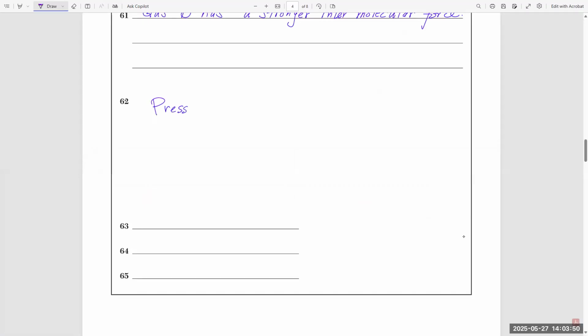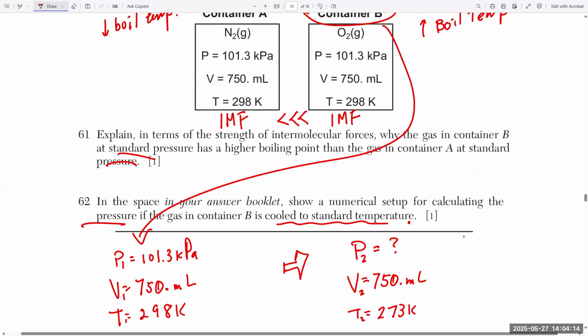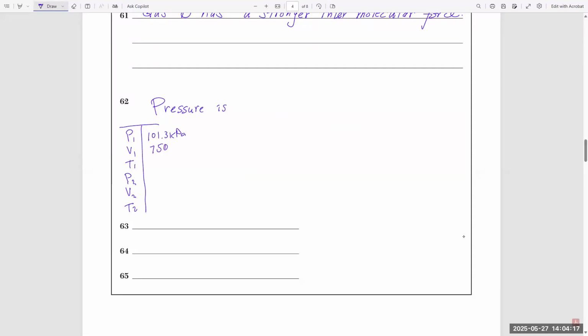Pressure is, I'm going to leave that alone, and I'm going to calculate it here. P1 V1 T1 equals P2 V2 T2, right? And what do we got? We got 101.3 kilopascals. We got 750 milliliters. We got T1 is 298 kelvins. We know our P2 is our unknown. Volume did not change at all. And then T2 is 273 kelvins, right?